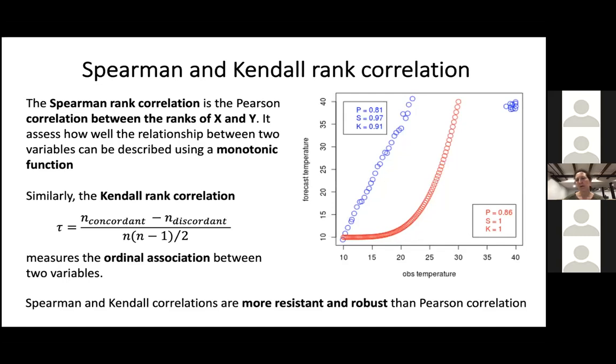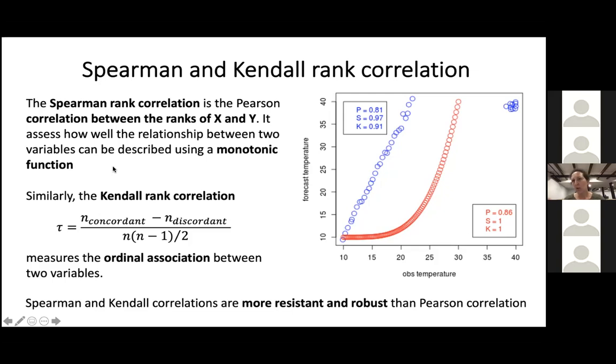Another statistic that is computed with the ranks is the Spearman or the Kendall rank correlation. The Spearman rank correlation is the Pearson correlation between the ranks of the observations and the forecast, and essentially assesses the relationship between two variables, and whether this relationship can be described using a monotonic function. So the relationship is no more linear, but just monotonic. Okay. This can be useful.